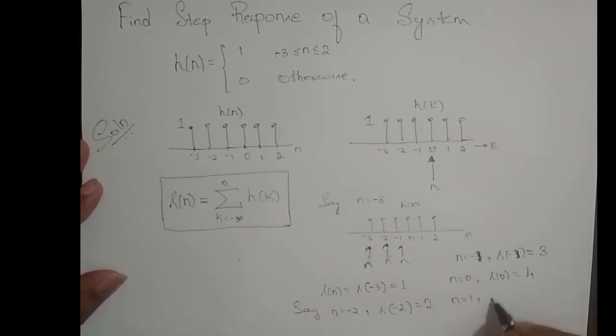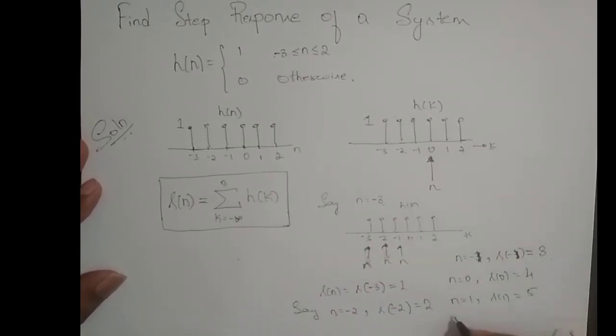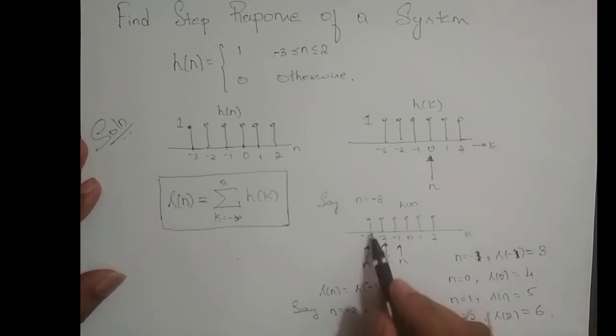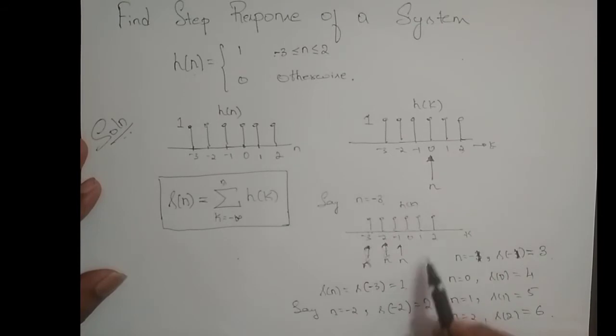Say n equal to 1. What is S of 1? It is 1 plus 1 plus 1 plus 1 plus 1, which is 5. So n equal to 2. What is S of 2? It is 6, because 1, 2, 3, 4, 5, 6. So depending upon where you keep this n value, my step response is actually the running sum.